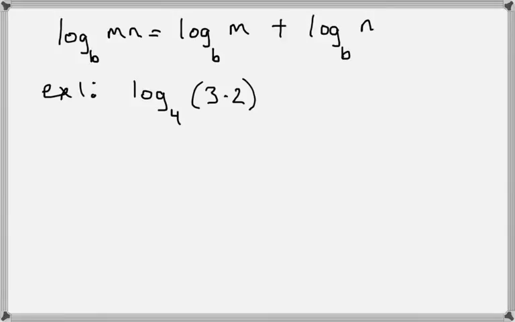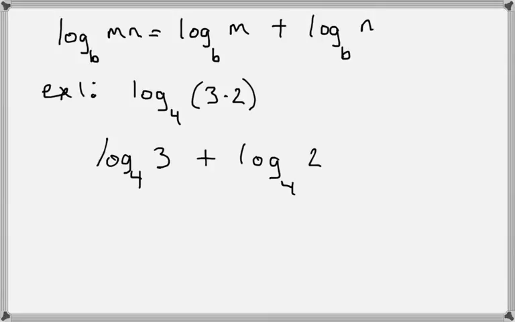In this first example, we have log base 4 of 3 times 2, and we are asked to expand this log using the product property. So to expand means we want to write it as two logs. It matches our product property, where we have log base b of two things multiplied together. So we can split that up into the log of each one of those. So we now have the log base 4 of 3 plus the log base 4 of 2. And we have expanded this logarithm.